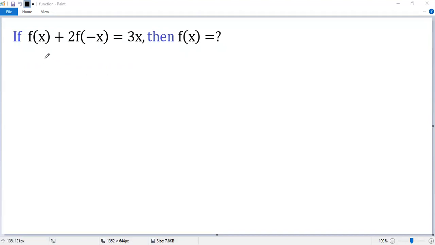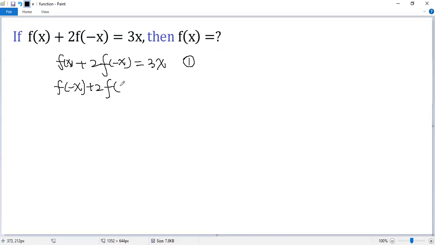Let's go. The first equation we need is f(x) + 2f(-x) = 3x. We denote it as equation 1. To create a new equation, we replace x by negative x. So we get f(-x) + 2f(x), which is positive x, on the left. The right side, 3 times negative x, equals negative 3x.